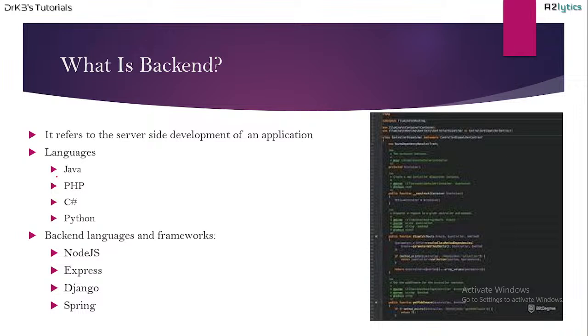To develop a backend application, you can use programming languages like Java, PHP, C#, Python. Many languages are there, a few are listed over here. Also, you can use some backend frameworks like Node.js, Express, Django, Spring. Now, to become a backend developer, you have to learn these languages, and also these frameworks.